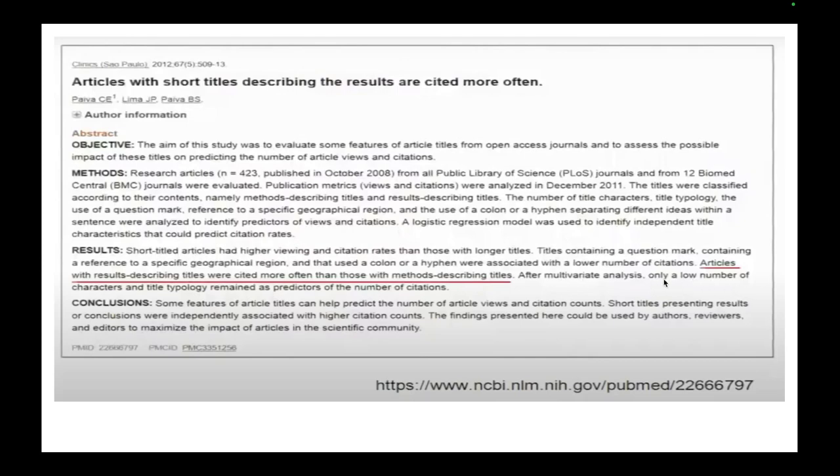So they have some analysis: only a lower number of characters and title topology remained as a predictor of the number of citations. Some further article titles can help predict. They have drawn some conclusions overall. Well, this is what the results are in this paper, so you can go and read it if you are interested.